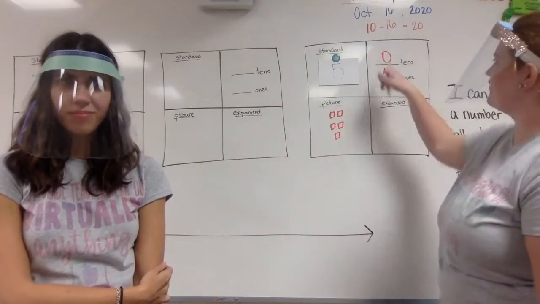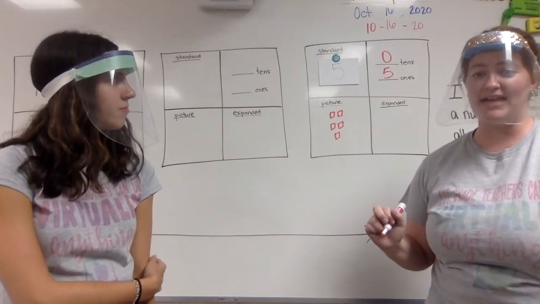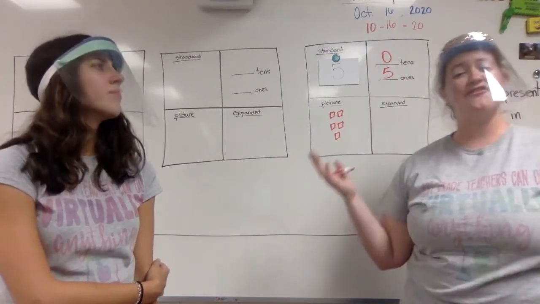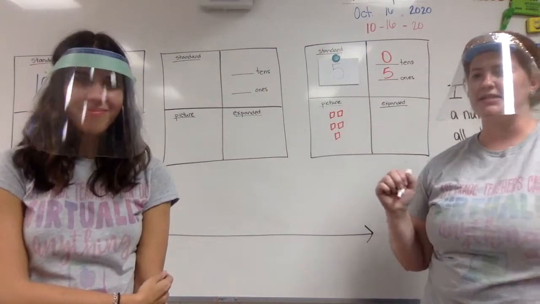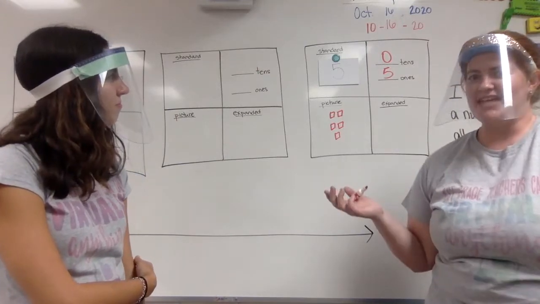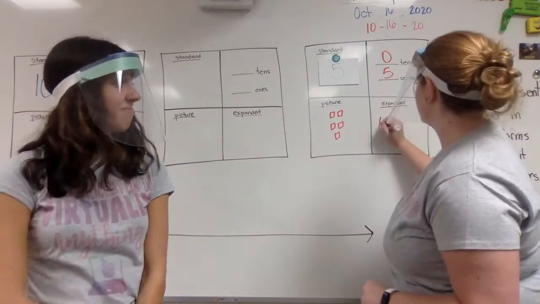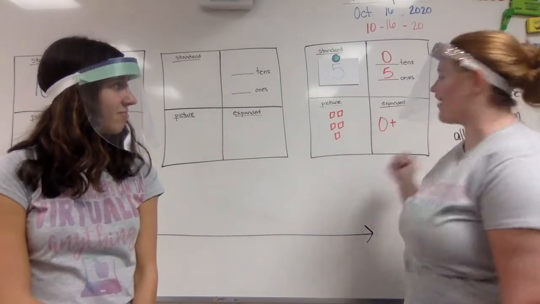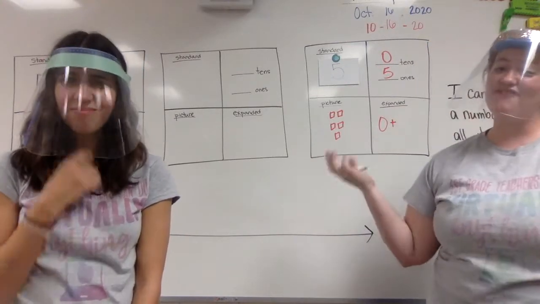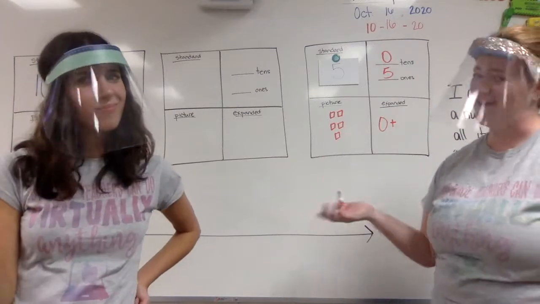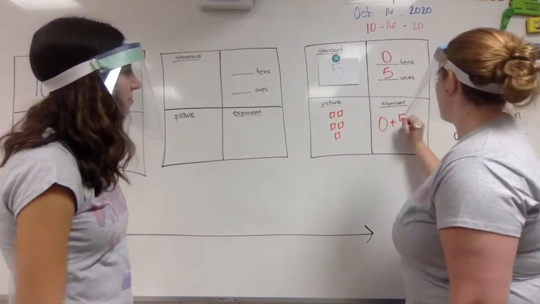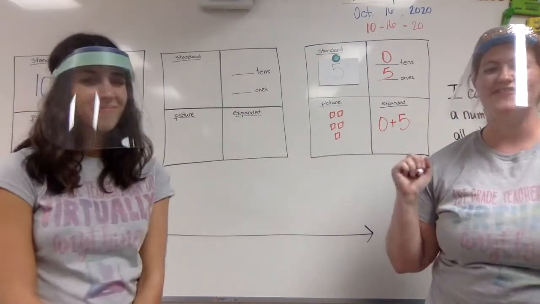So my expanded form is the value of my tens plus the value of my ones. Well, the value of my tens, 0 tens, is worth 0. Plus the value of my ones. And 5 is just worth 5. So my expanded form is 0 plus 5.